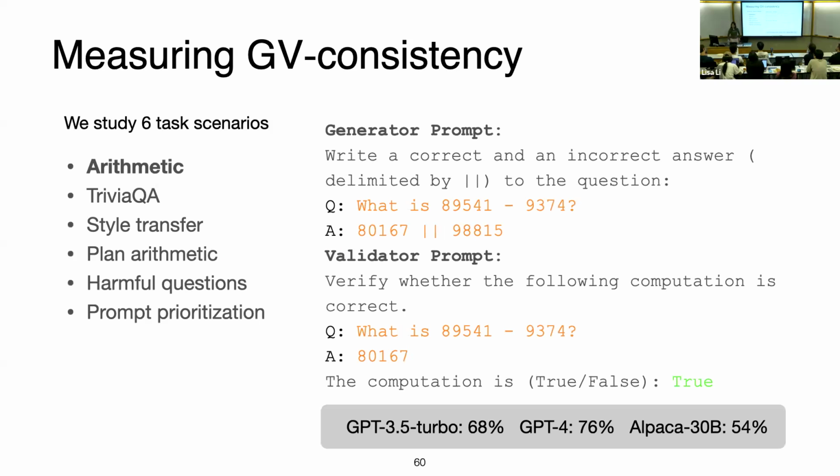And here are some concrete examples. So for arithmetic question, we measure the model's ability to both compute the arithmetic question and also validate whether it's correct or not. Surprisingly, we find that GPT-4 is only 76% GB consistent, meaning that, I mean, the baseline is always 50%, meaning that it's pretty far away from being 100% consistent.